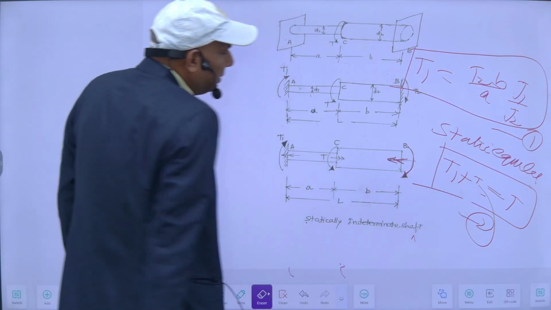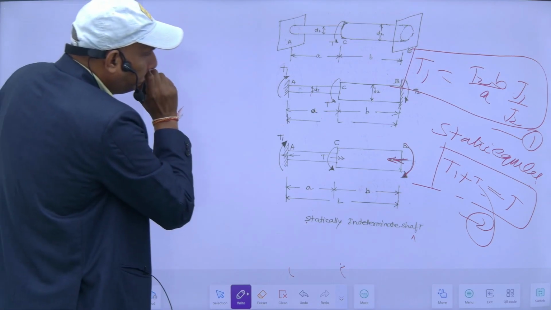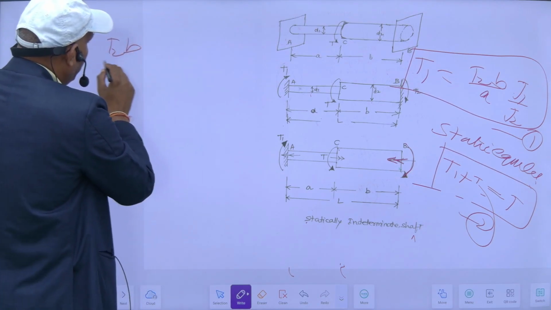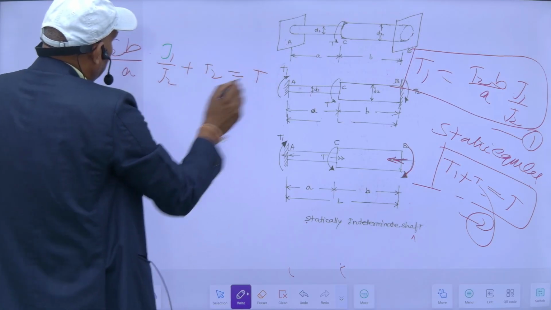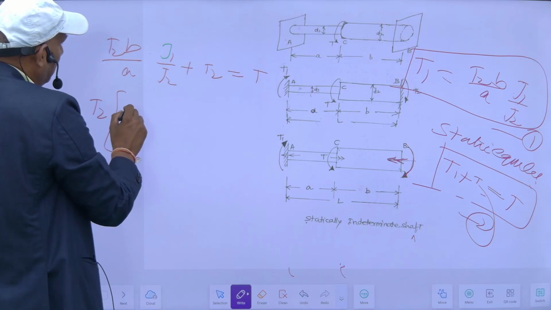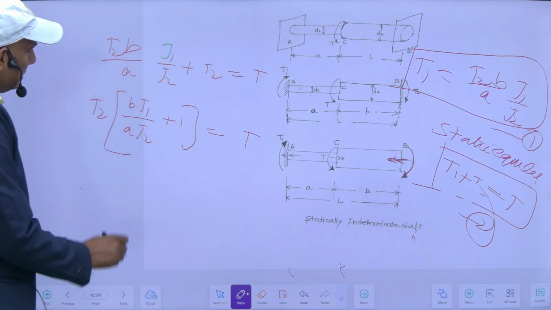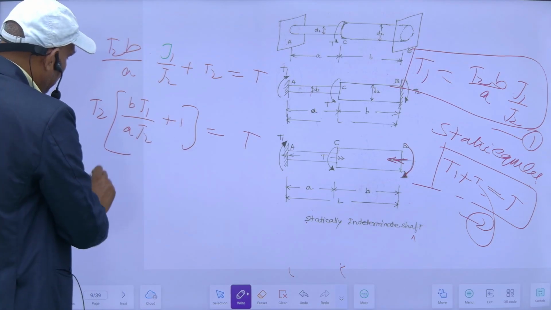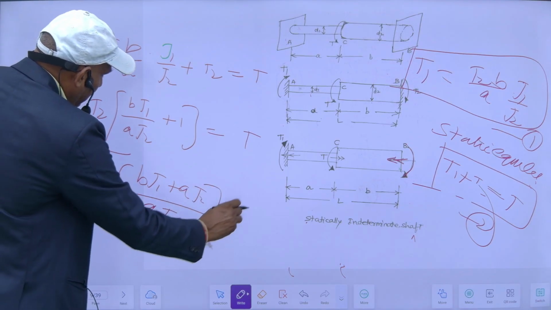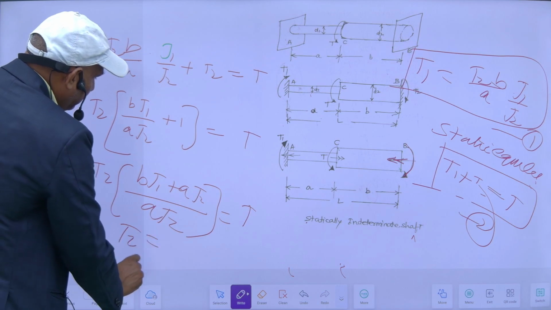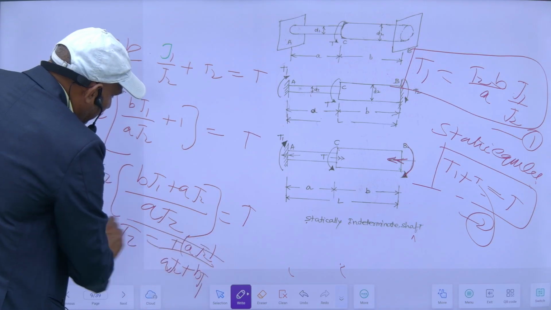So this is T1 plus T2. Suppose I put the value of T1 here, it will be T2 B upon A into J1 upon J2, plus T2 is equal to T. So T2 will be common. It will be T2 into B J1 upon A J2 plus 1 is equal to T. So T2 into (B J1 plus A J2) upon A J2 is equal to T, and T2 will be equal to T into A J2 upon A J2 plus B J1. So this is the value of T2.